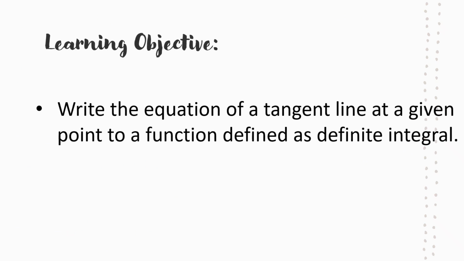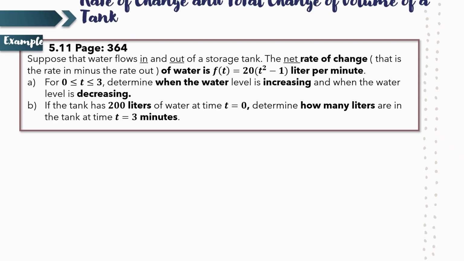The equation of a tangent line. Look at this question. The net rate of change of water is given. When the net rate of change of water is given, you should understand that the water amount is the antiderivative, because the rate of change is given. Now let's proceed with part A. They ask to determine when the water level is increasing and when the water level is decreasing.